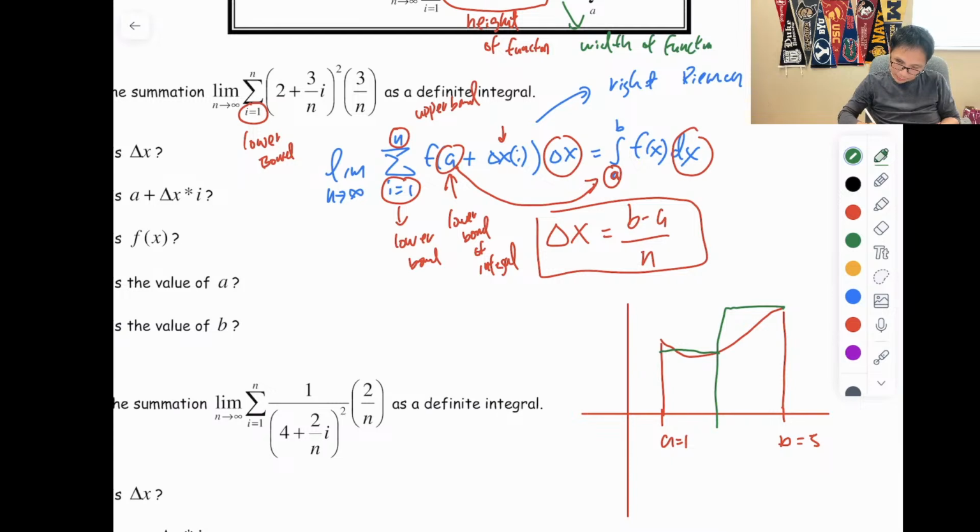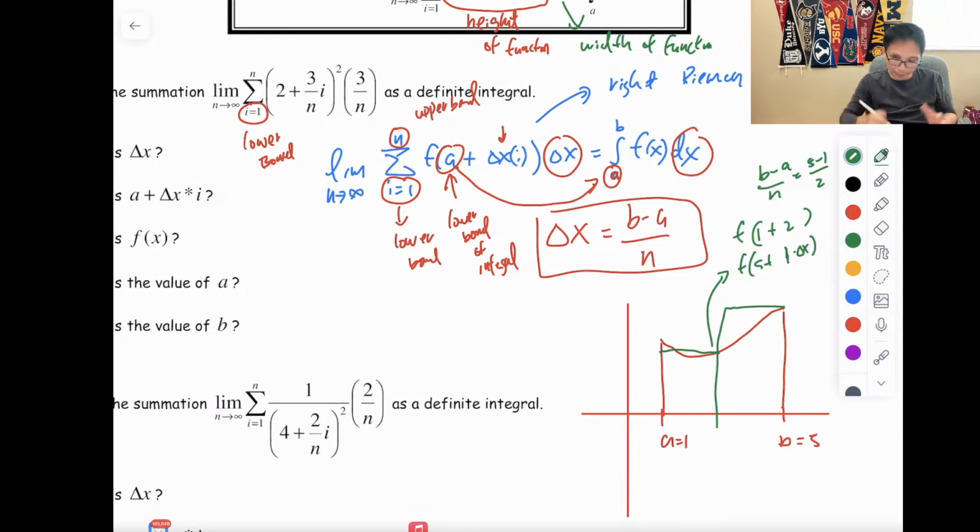So right endpoint. So this is going to be what? In this particular point, it's going to be f of a plus 1 times delta x, because 1 rectangle. So in this case, it's going to be 1 plus 2, because if we assume (b minus a) over n is equal to (5 minus 1) over 2, if I do 2 rectangles, it's going to be 2. So I'm going to plug in f of 2. f of 1 plus 2 is f of 3. f of 3 is going to be the height of this, and multiply this by delta x.